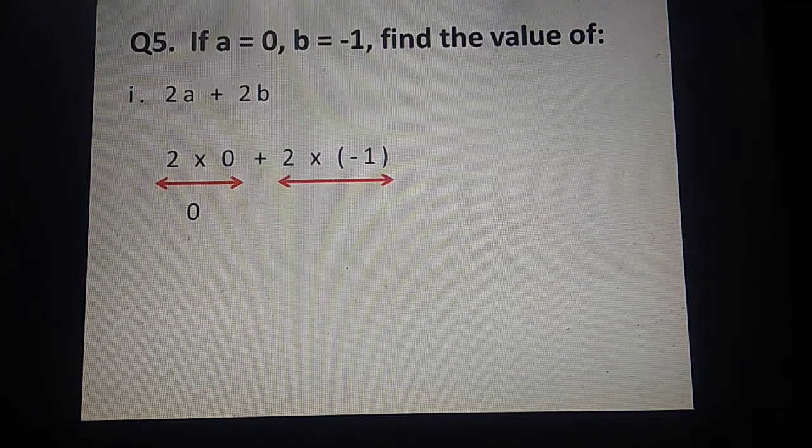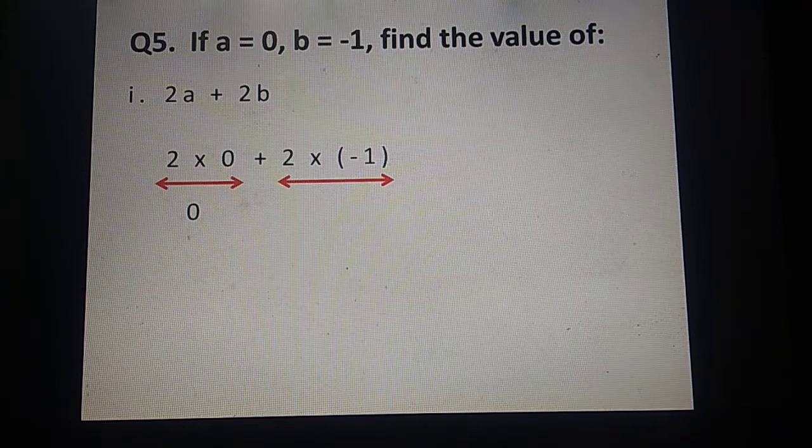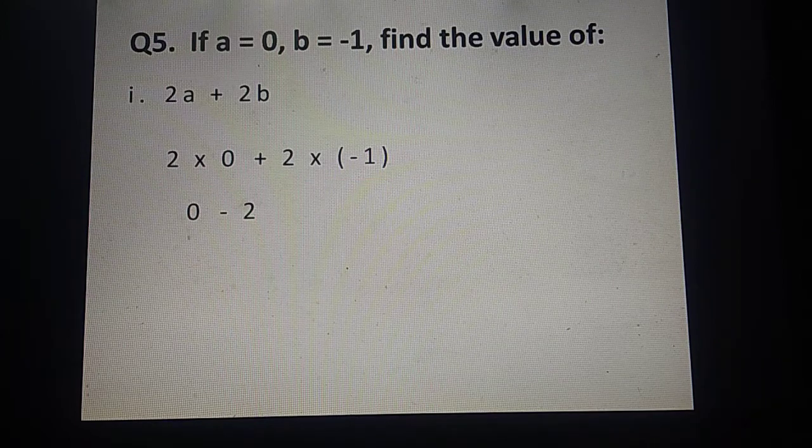Then 2 into 1. Number multiplied by 1 gives the number itself. How many minus signs are there? Only 1. That is odd. Odd minus means minus. Now 0 minus 2. Whatever is the number next to 0, you will write as it is. Yes, it's minus 2. Or you can say 2 minus 0 is 2, greater is having negative sign. So the answer is negative. This is your final answer.